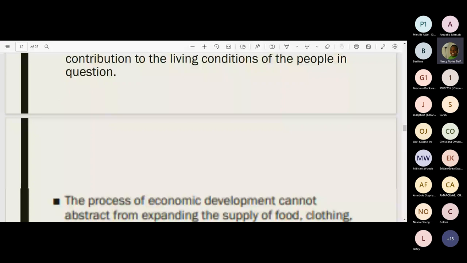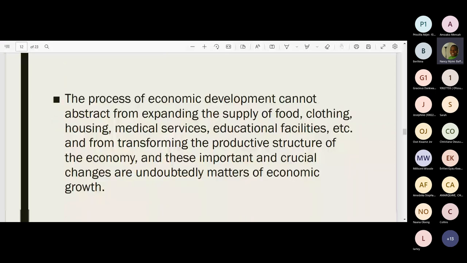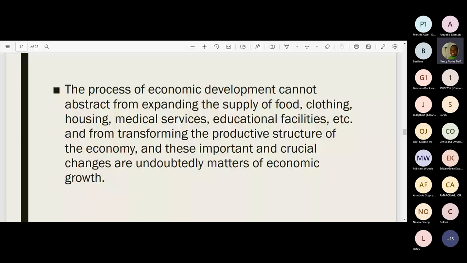Unfortunately, sometimes it is not. That was Priscilla's heartbeat, and this man also emphasizes that. It's not enough to talk big when the thing doesn't show in the people's lives. Then it brought us to this place. You cannot take economic development away from the supply of food. These are all supposedly the tangibles: clothing, housing, medical services, educational facilities, etc. And you can't take it away from transforming the productive structure of the economy.